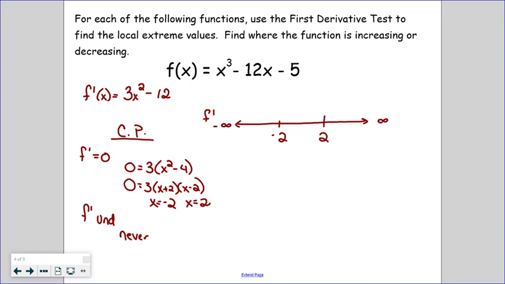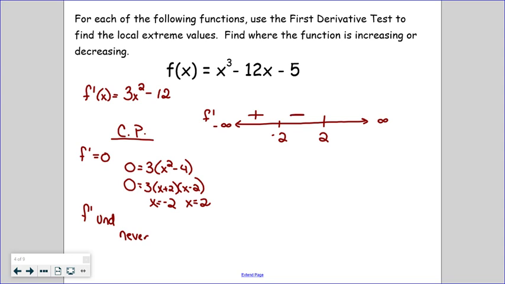So I've got a 0 at -2. Pick something less than that, like -10. If I were to take -10 and plug it into our derivative, I get -10 squared, which is 100, times 3 minus 12 is a positive number. I don't need to know what number. I need to know if it is positive or negative. Well, that's positive. Okay. If I pick something between -2 and 2, like 0, if I plug 0 into the derivative, I'd get 0 minus 12, which is a negative number.